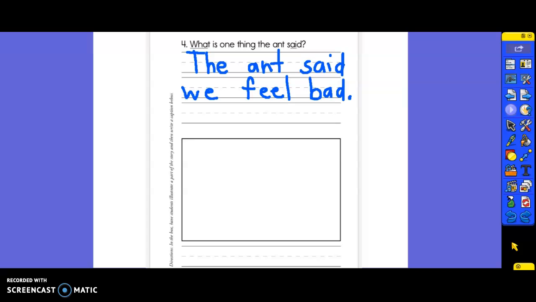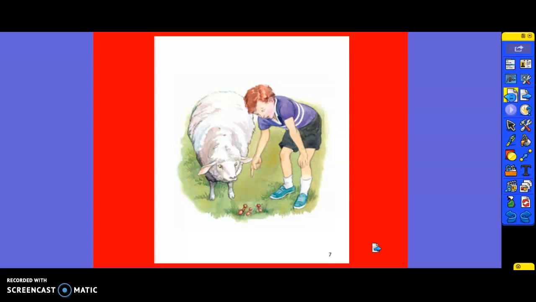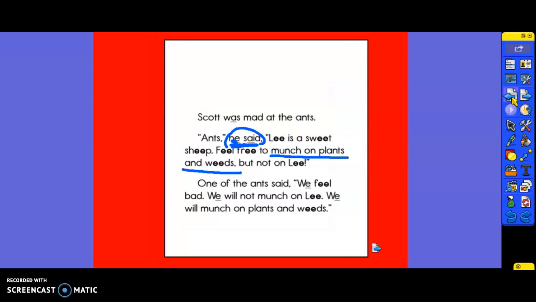So when you answer your question to number 4, when you think about your answer, think about writing it and saying it in a complete sentence. Yes. So that was one answer, one possible answer. Think about what you could write to answer that question.